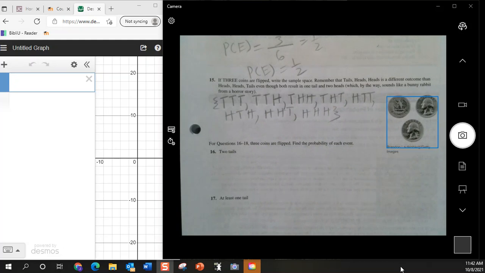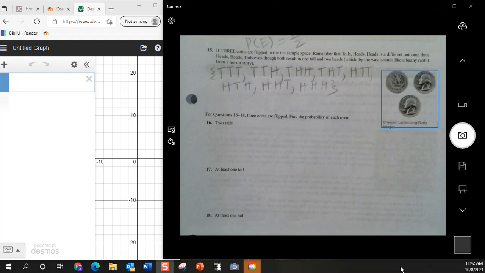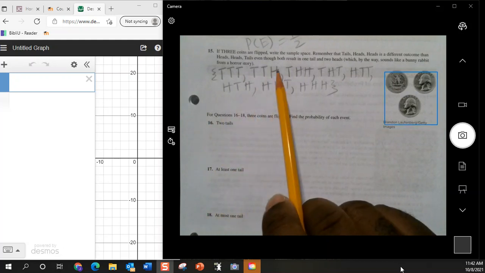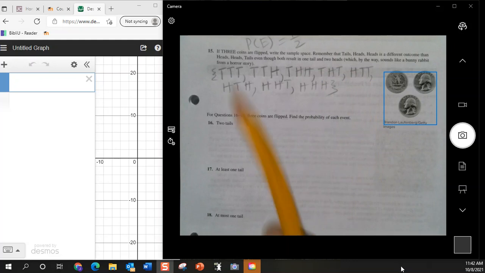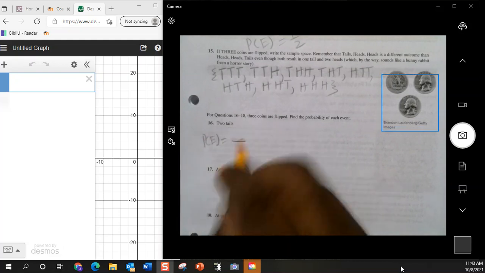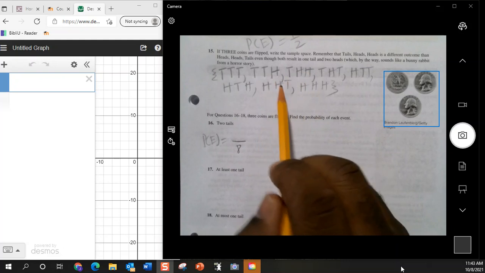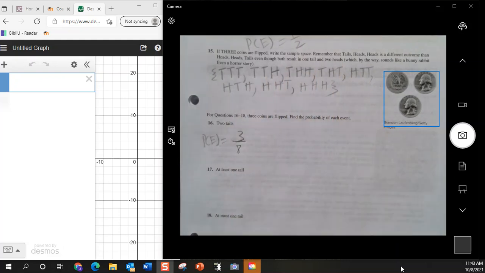Now, it says for questions 16 through 18, 3 coins are flipped. Find the probability of each event. So we want 2 tails. They didn't say in any particular order. So if we look here, we have 2 tails in 1, 2, 3 areas. So remember, our probability of the event, the number in the sample space is 8, and then we have 2 tails 1, 2, 3 times. So it'd be 3/8.